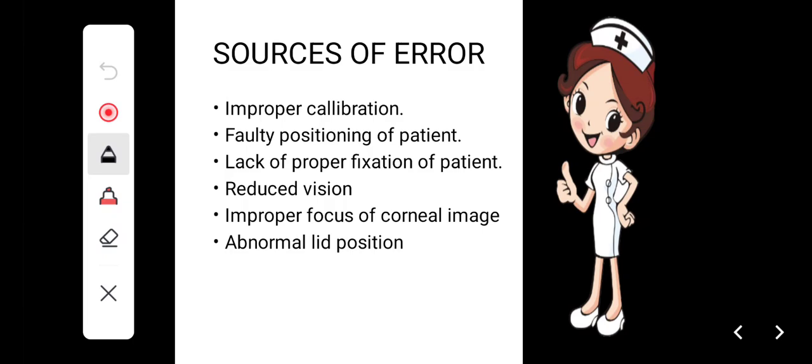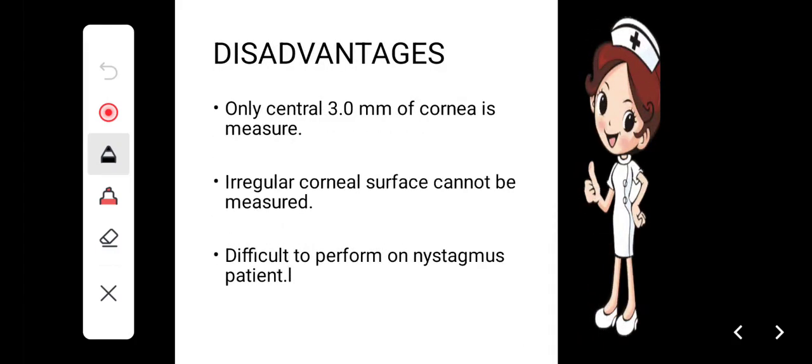Reduced vision. If the patient has blurry vision, or if the examiner is not fully corrected, then it gives a source of error. Improper focus of corneal image. If the corneal image is not properly focused, okay, it means if it is blurry, then the result will be blurry or improper. Abnormal lid position. For example, if a patient has ptosis, the mires will not form at a proper position because of the abnormal lid position.